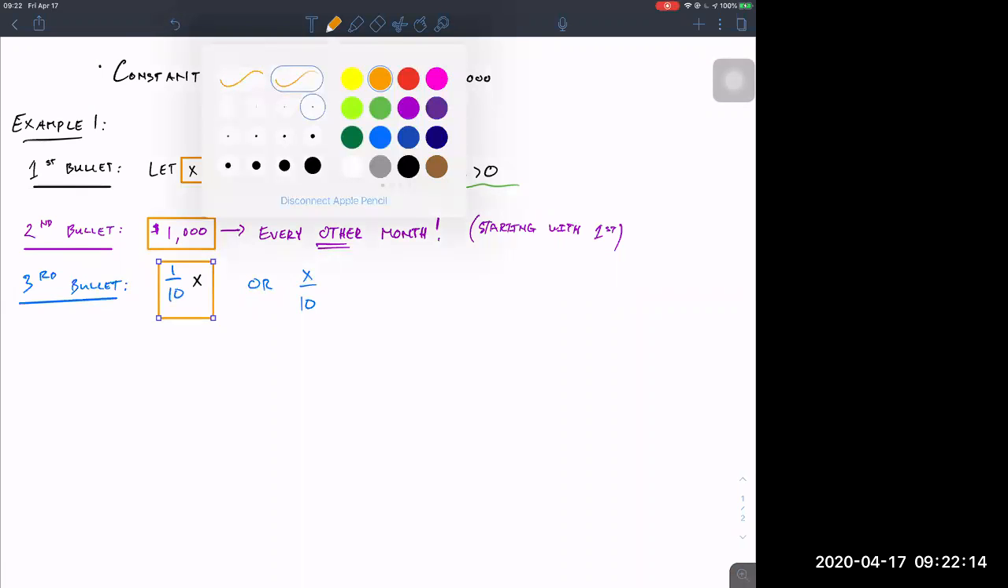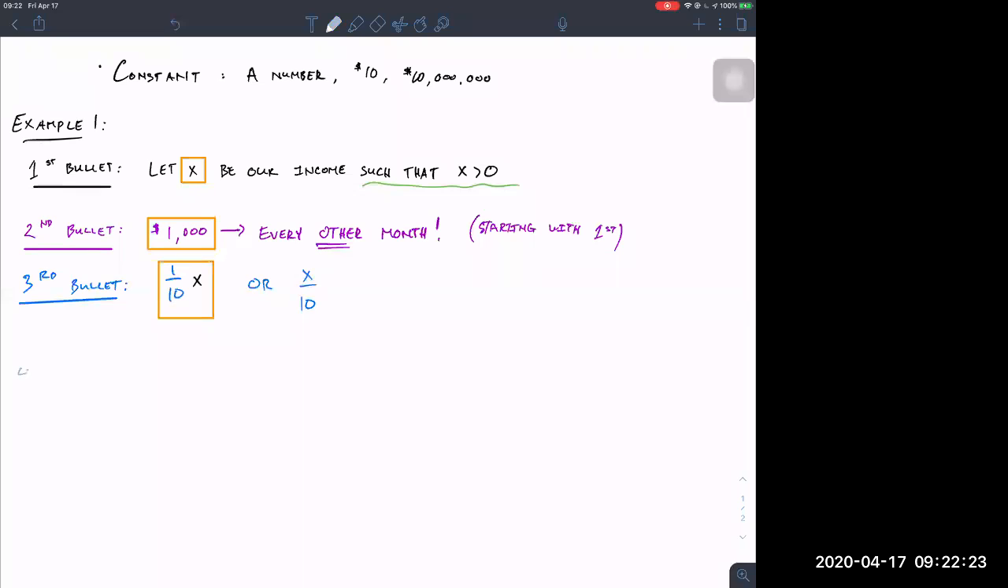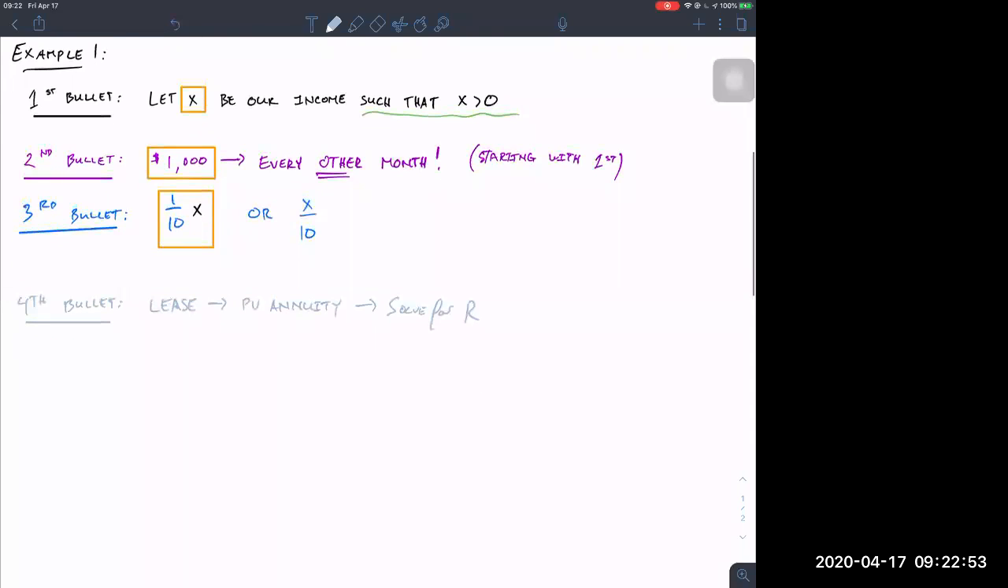And specific to this problem, for the fourth bullet, this is the only one that has an actual calculation, right? And from now going forward, hopefully people remember that when you see lease, it means a present value annuity. And then you just got to make sure you know which variable to solve for. In this case, since I told you how much it was, we are solving for R. Okay. And then that also means that you're using this formula right here.